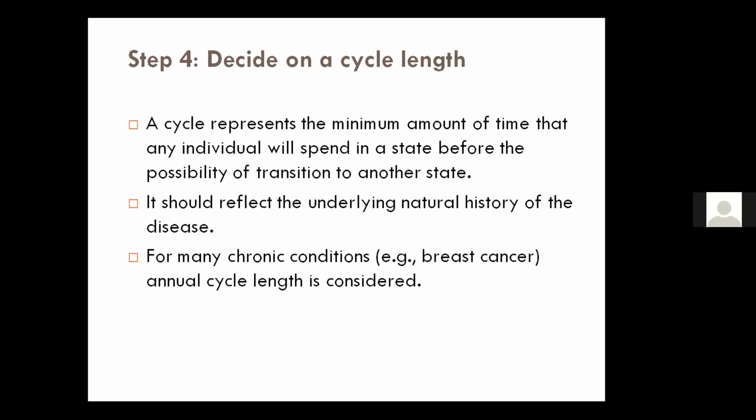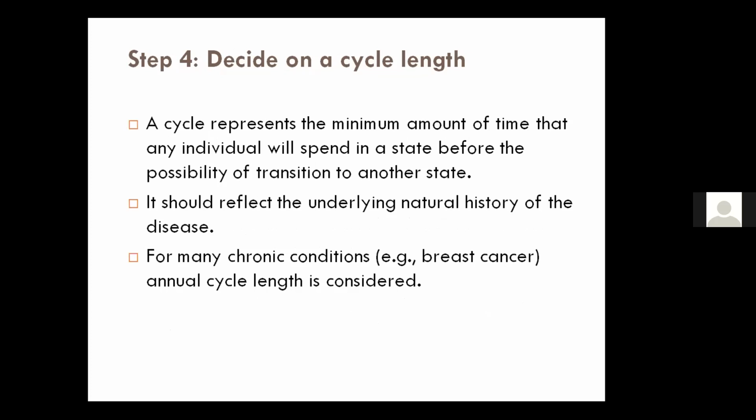Step 4, you have to decide on a cycle length. What is the cycle length? How frequently do I have to consider that one person will shift to another state? For example, if a person is well today, usually how long will it take that person to reach the second stage of a particular disease? So that will be your cycle length.